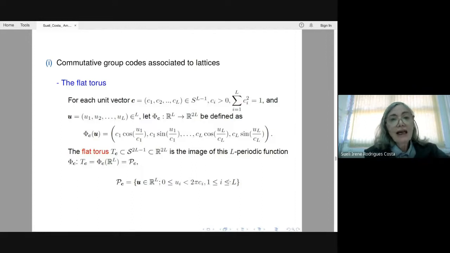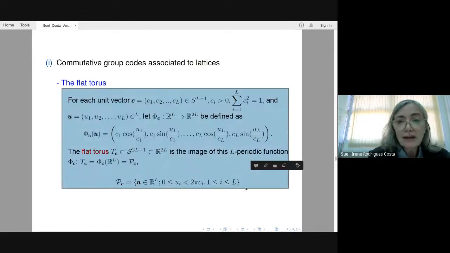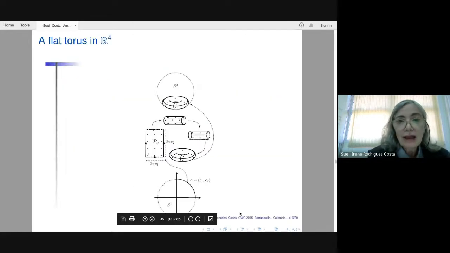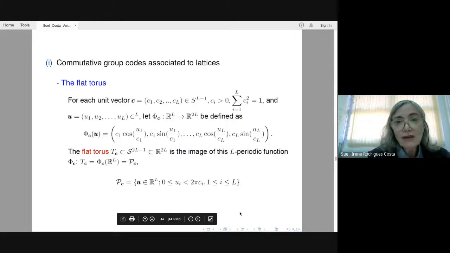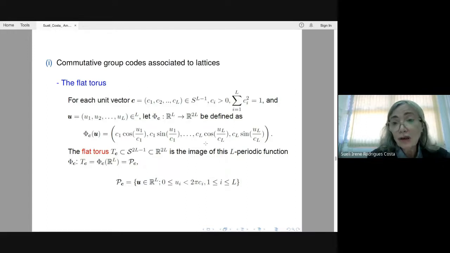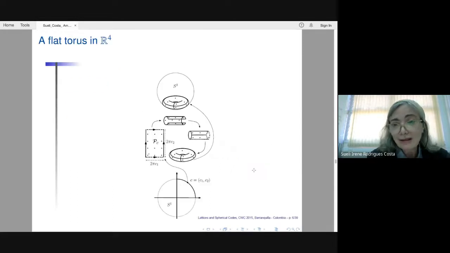How, right? If you think about this standard flat torus mapping here, we go from one dimension to double the dimension this way. So this is the so-called flat torus map, right? And then what we do is set some lattice here, and some proper lattice here will provide some spherical code there, right? So that's the idea.